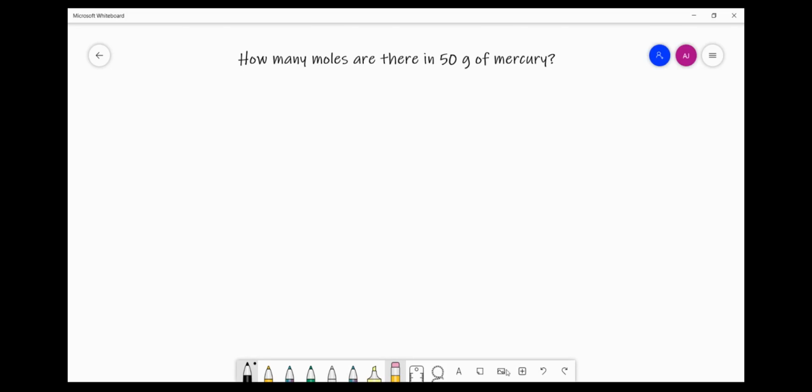Let's look at this first equation using a mass of an element. How many moles are there in 50 grams of mercury? So as with every question, we'll start off by writing out what we're given here. We're given a mass.